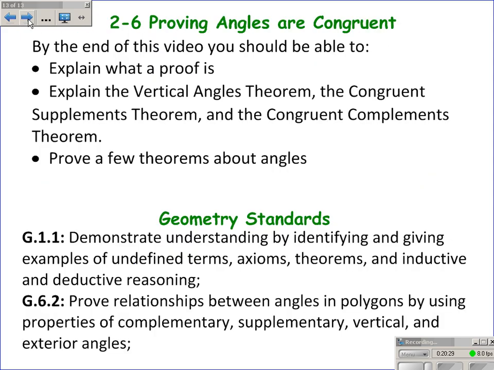Okay, this video was about proving angles to be congruent. We are now just starting to work with proofs. We'll do a lot more proof in the next chapter and in the next several chapters. Proofs are challenging for a lot of students at the very beginning. And so if this section seems a little challenging, just stick with it. I will be able to help you, and Ms. Swanlin will be able to help you in class. But this video is about explaining what proof is, exposing you to a couple of theorems, and proving some theorems about angles.